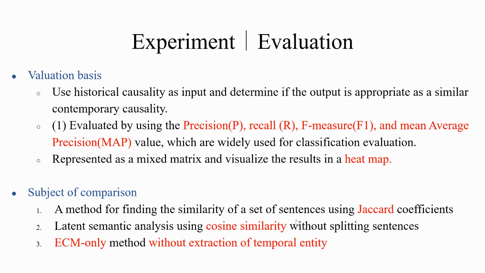To do so, we evaluate by using the precision, recall, F measure, and mean average precision value, which are widely used for classification evaluation. We represent a confusion matrix and visualize the result in a heat map. Three methods are used for comparison. Finding the similarity of sets of sentences using the Jaccard coefficient. Latent semantic analysis using cosine similarity without splitting sentences. And the ECM-only method without extracting temporal entities.